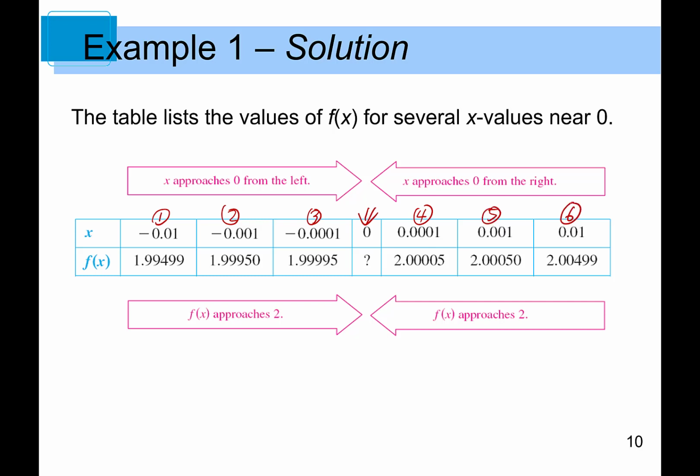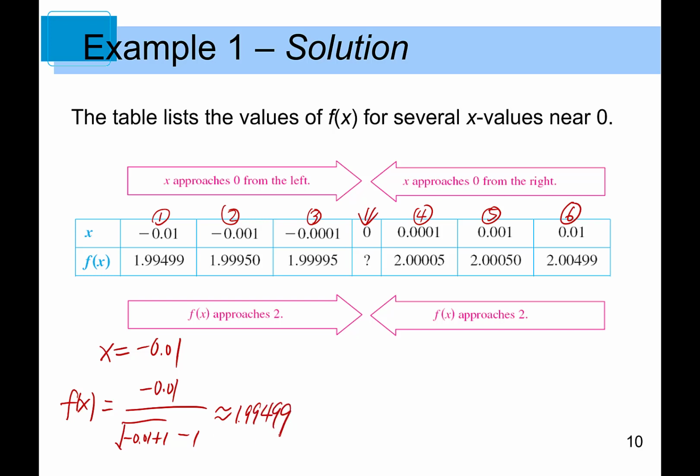As you can see, to find these values, for x equal to, let's say, negative 0.01, you just plug it into f of x. f of x is equal to x, which is negative 0.01, over the square root of negative 0.01 plus 1 minus 1. And the result of this becomes 1.99499. That's how you find the y values. All these values can be calculated in the same way.